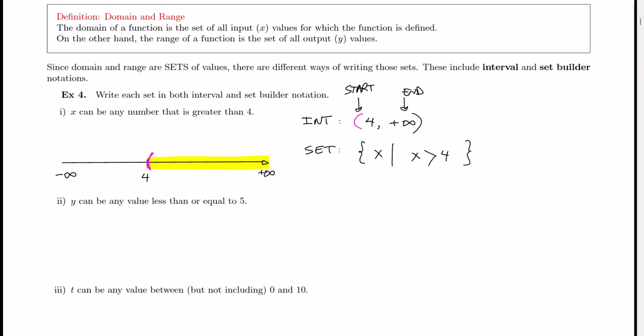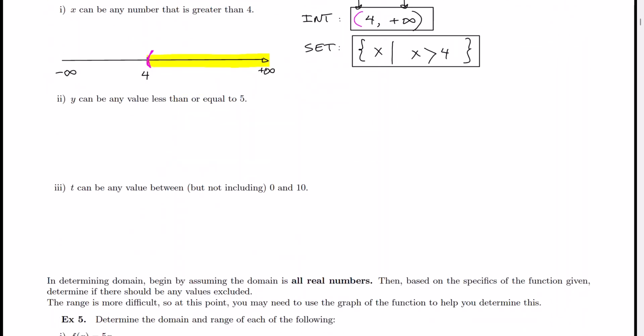So we've got two solutions. We've got the interval notation first, and we've got the set builder notation next. So let's try to do part 2 of this problem in the same way. It says y can be any value less than or equal to 5. So again, a helpful visual diagram would be to draw a number line which represents all the numbers in the world and put plus infinity on one side, minus infinity on the other side. And somewhere along the way, we're going to find the number 5. And y can be any number less than or equal to 5.